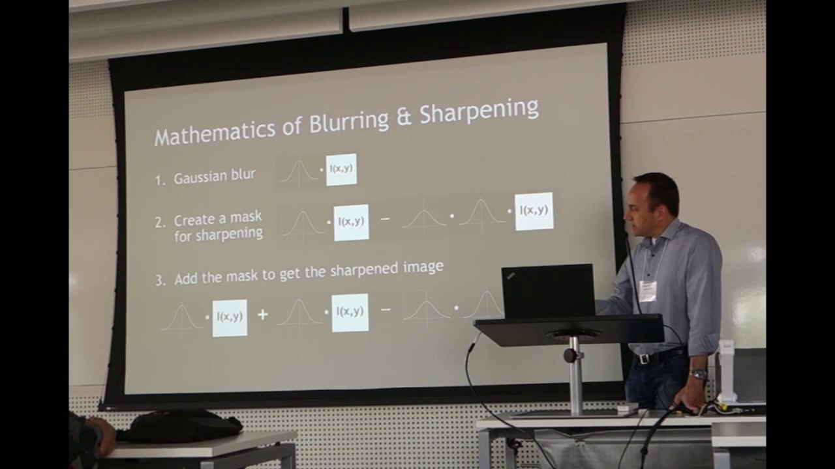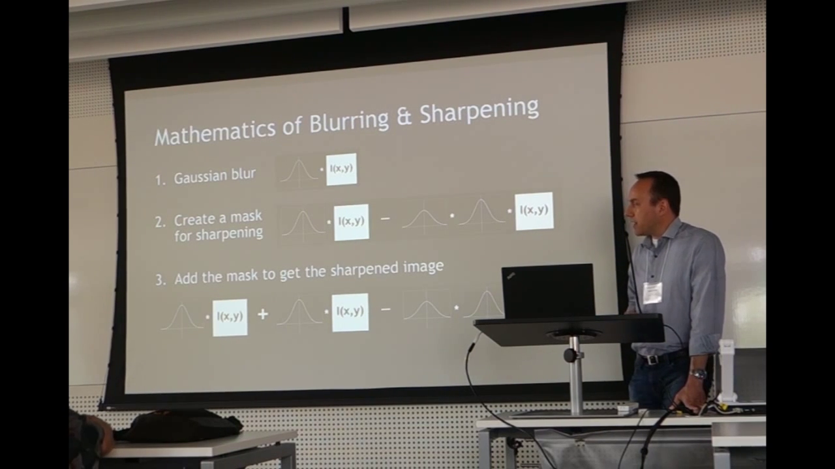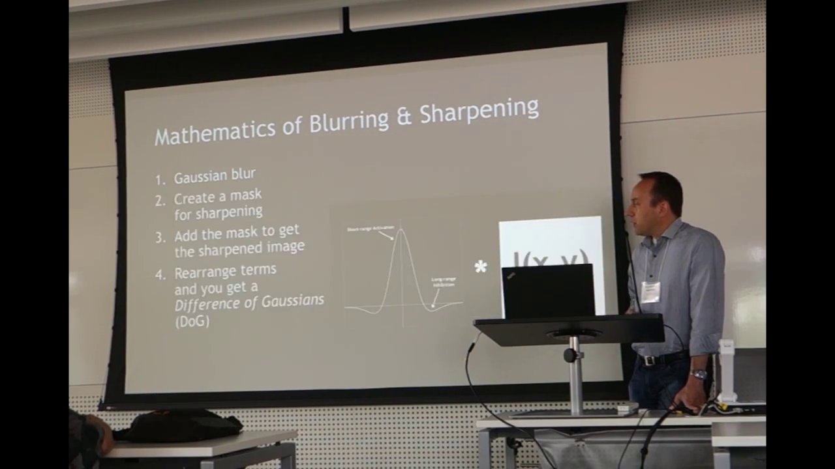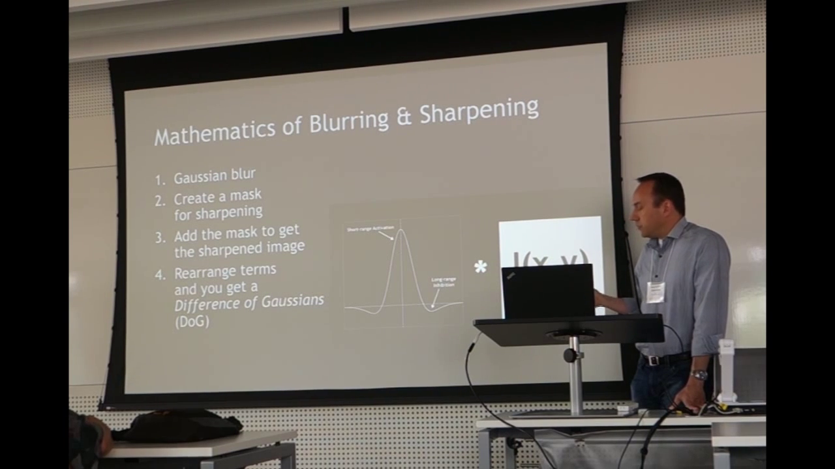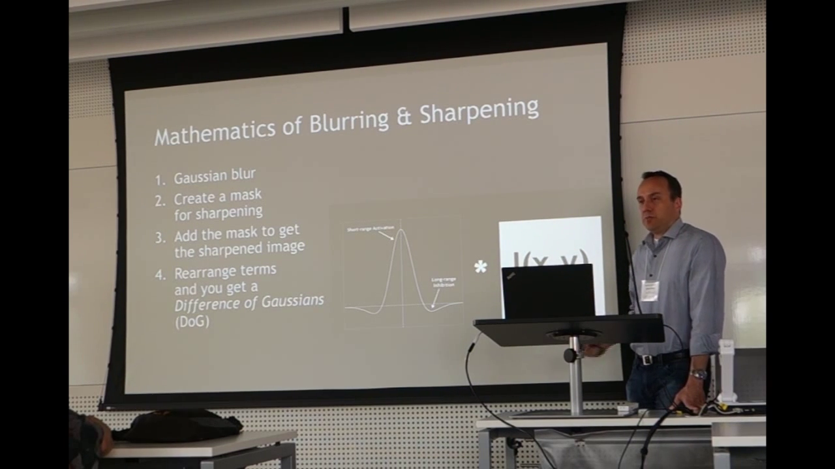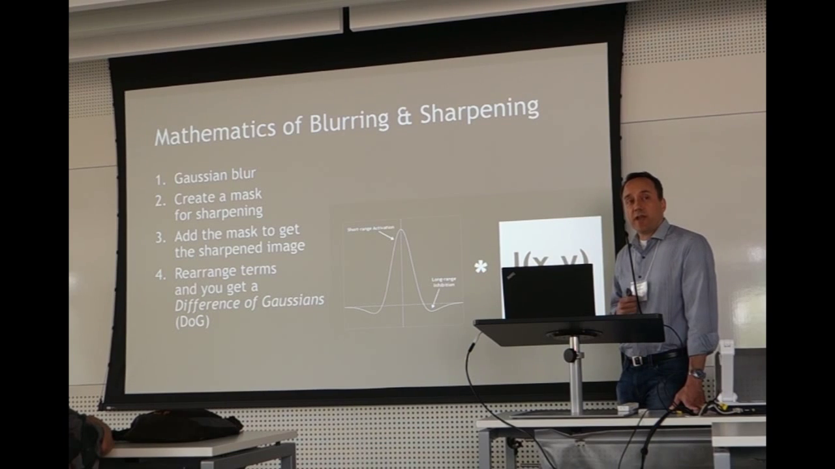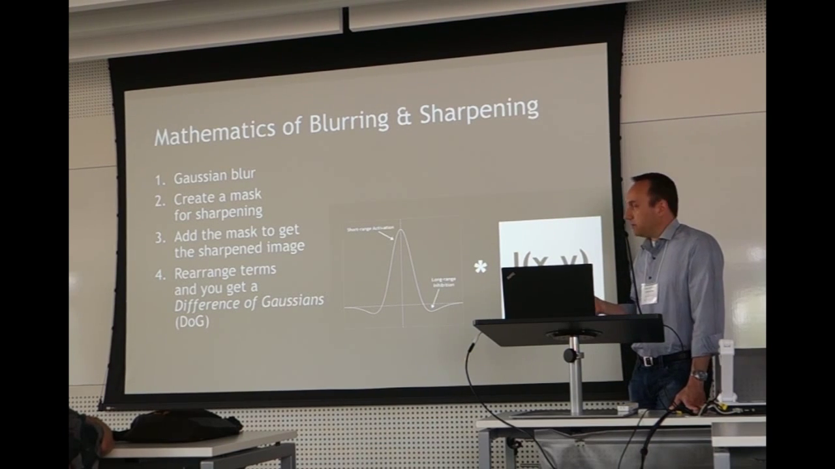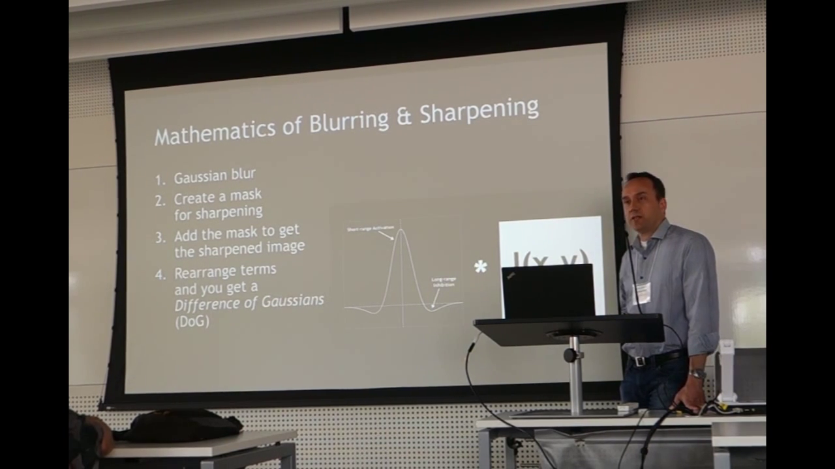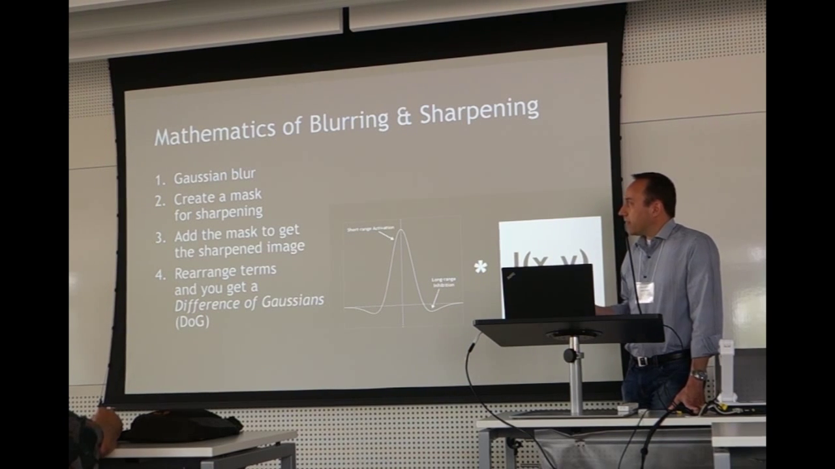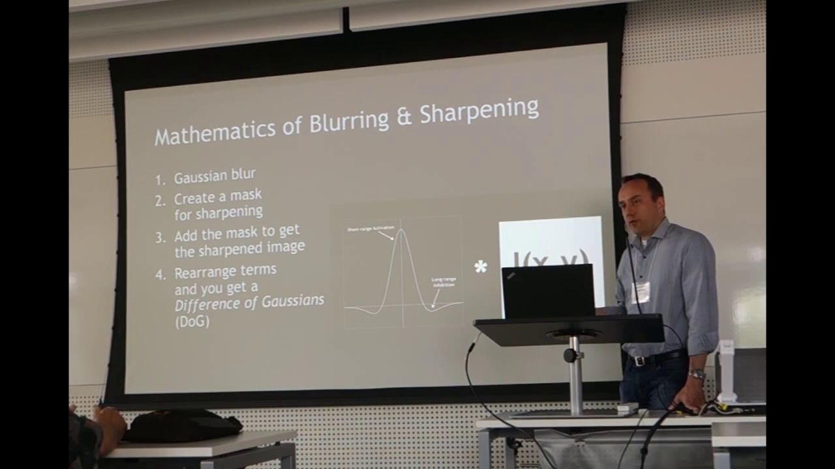If you take this and you rearrange your terms and pull out I(x, y), what happens is you end up with the image function being convolved with a difference of Gaussians kernel. And you can see this gives us the exact behavior that I described as being necessary for formation of Turing patterns, which is short-range activation and long-range inhibition.